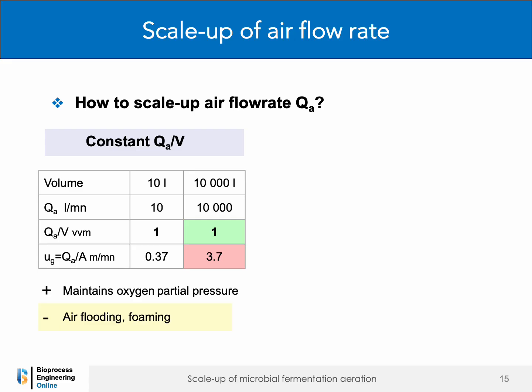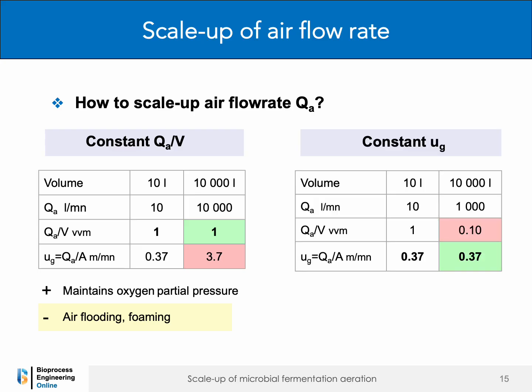This approach maintains a similar oxygen partial pressure gradient between the gas inlet and outlet. Consequently, it preserves comparable mean oxygen solubility within the fermenter. However, scaling at constant volumetric airflow rate can generate excessive turbulences and increases the risk of air flooding and foaming. 2.